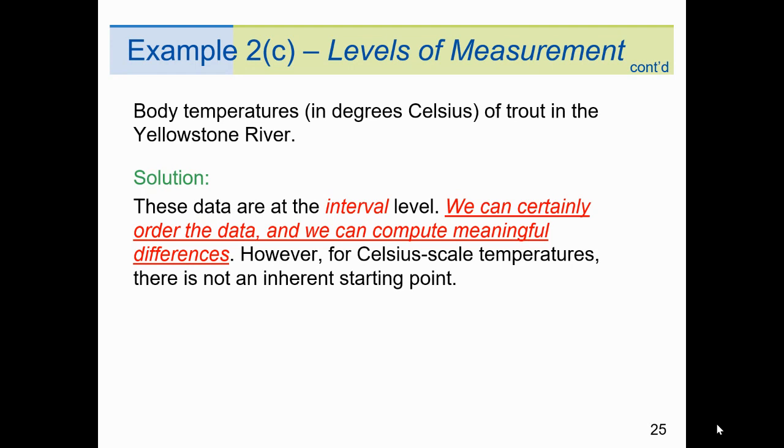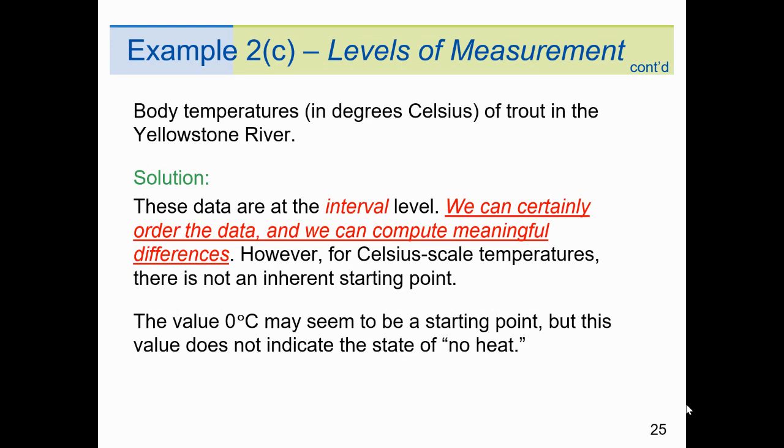People often say, well, when it's 40 degrees out, it's twice as hot as when it's 20 degrees. No, because there is no true zero. The zero doesn't mean anything. Zero doesn't mean the absence of any heat. It's 20 degrees warmer when it's 40 than when it's 20, but it's not twice as much heat.